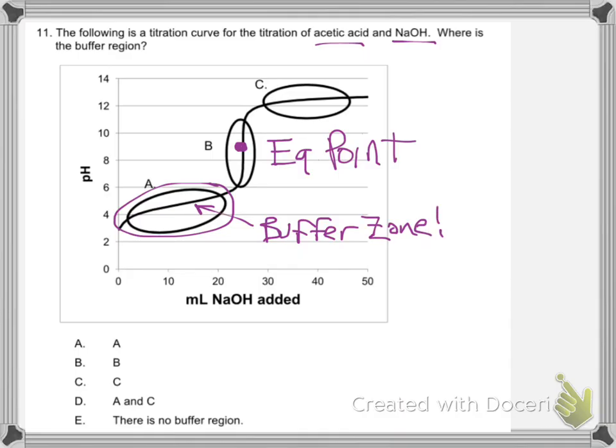At the equivalence point, we've officially broken our buffer, and then up in this region, we just have a really, really, really basic solution with hydroxides all over the place. So this part's not going to be good at resisting changes in hydroxide because we're just adding a ton of it in there. So the only buffer zone in this titration is right here. Choice A.